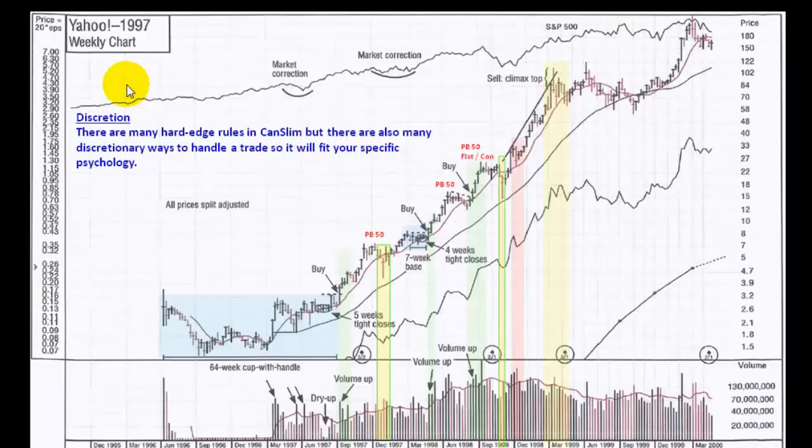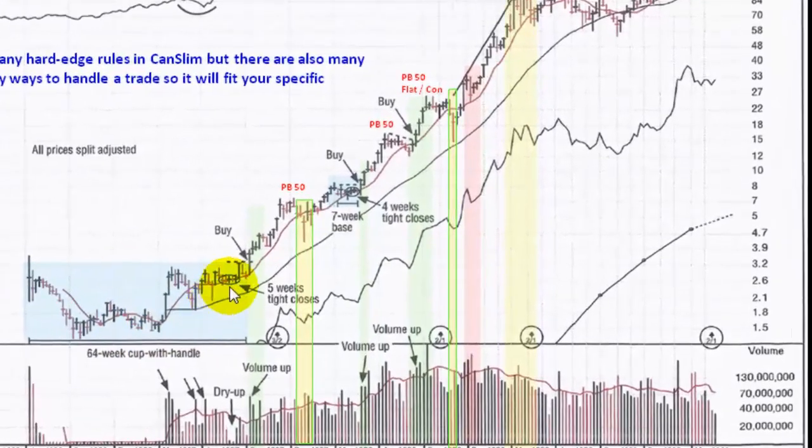Here's Yahoo. In 1997, it increased over 6,700% in 130 weeks. You've got this nice cup with handle, lasts 64 weeks. You've got tight closes, a sign of technical strength. You've got good up volume. You've got volume on the breakout. You buy your core position that you scaled into.